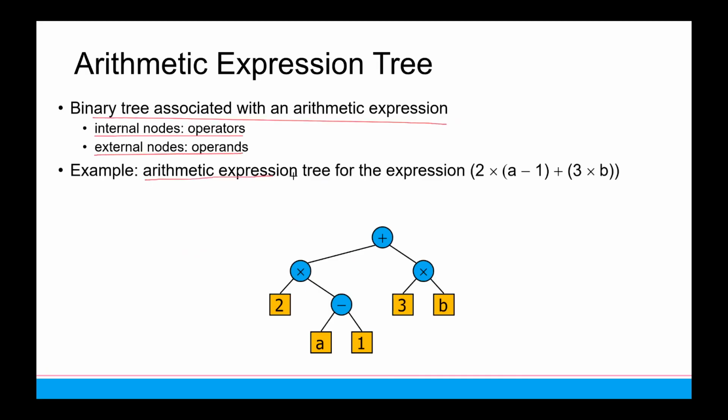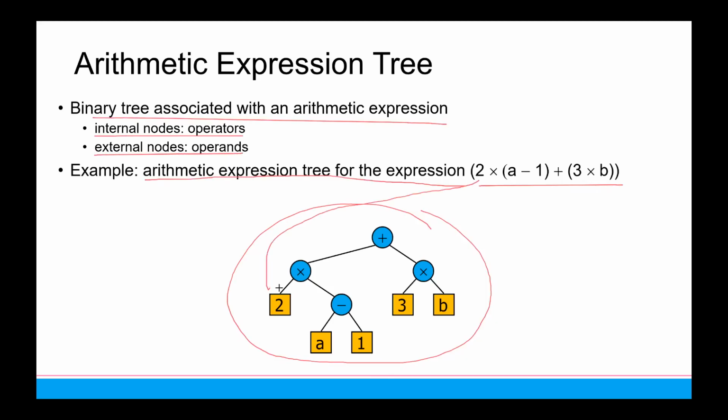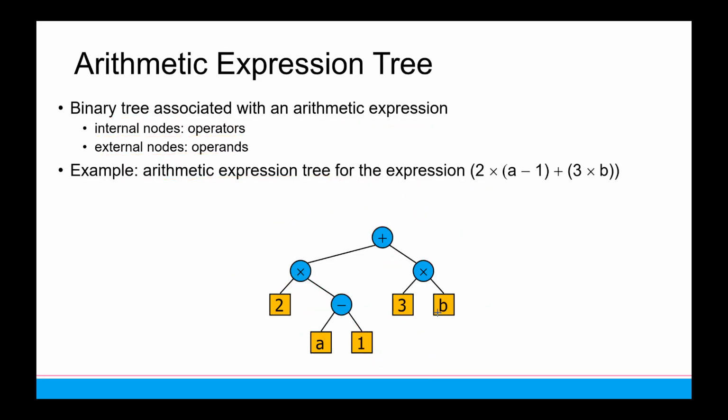For example, the arithmetic expression 2 multiplied by (a minus 1) plus 3 multiplied by b can be expressed like this. So 2 multiplied by a minus 1, plus 3 multiplied by b. Then this is the binary tree for the arithmetic expression.